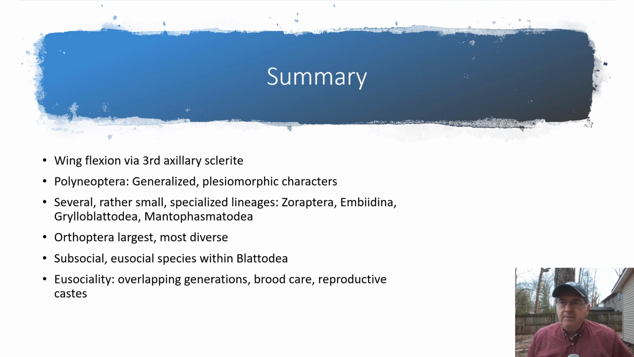We have the elements of sociality appearing. Well, we have some of them in the Embiodea, to be sure, and perhaps even in the Zoraptera, but particularly in the Blattodea, and it reaches its most extravagant development in the eusocial colonies of termites. And I just want to again emphasize what the definition of eusociality is: overlapping generations, cooperative brood care, and reproductive division of labor. So that's it for Polyneoptera.